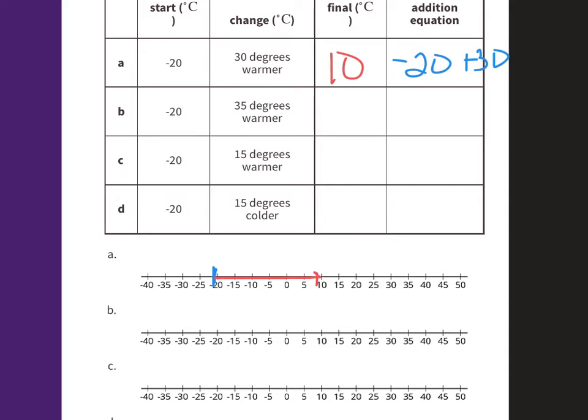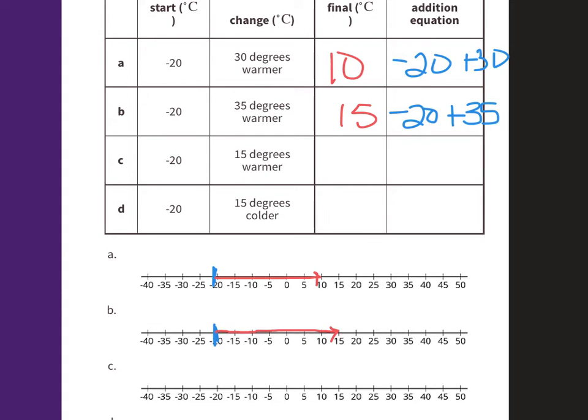Okay? Letter B. Negative 20, and then 35 degrees warmer. So we're still going to the right. So there's 10, there's 20, there's 30, and 5. We end up at positive 15. So if I rewrite the equation, negative 20, we're moving to the right, so it's a positive number. So negative 20 plus 35.